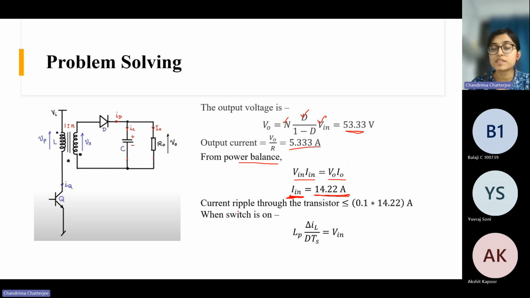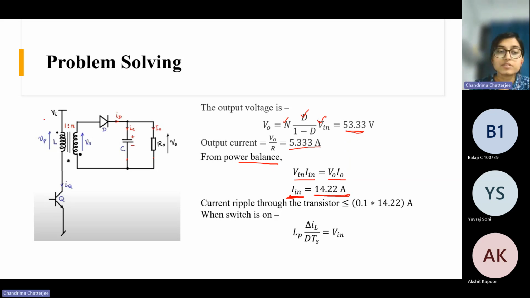And in the specification, they have told that our current ripple through the transistor, meaning through this switch, is less than or equal to 10% of input average current. So 10% of input average current is 0.1 times this, so 1.422 ampere, right?